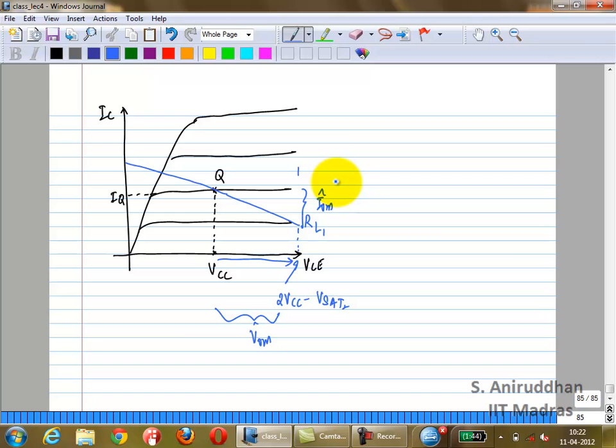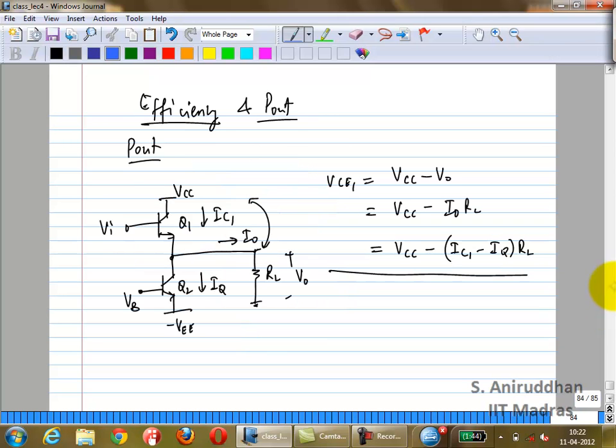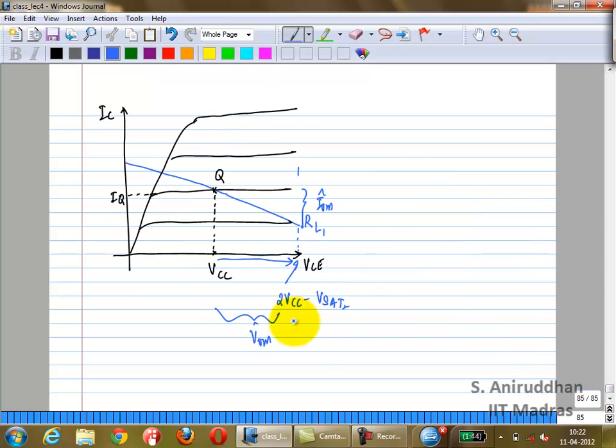Well, you know the relation between IC1, IO and IQ. IO is nothing but VO by RL. You already know VO, VO max. You can find out IO max. Is that clear to everyone? Yes or no? Yes. Okay.